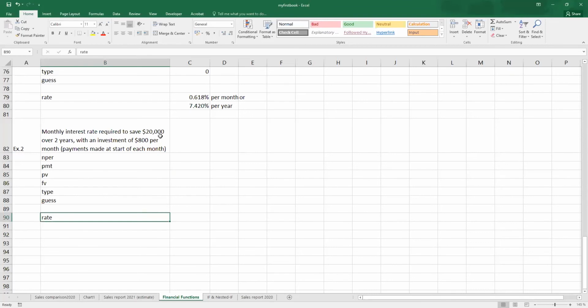We would like to save $20,000 over 2 years. So if we would like to save $20,000, that is our goal. That means in the future we want $20,000. So the future value here, we want to receive 20,000, then it's positive 20,000 dollars.